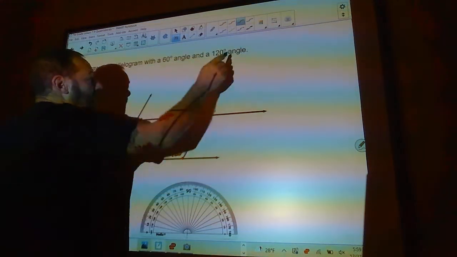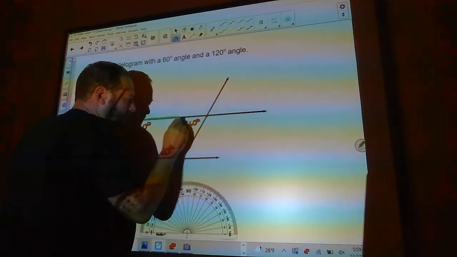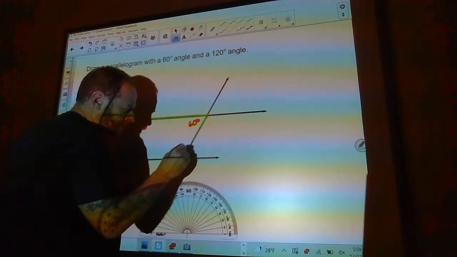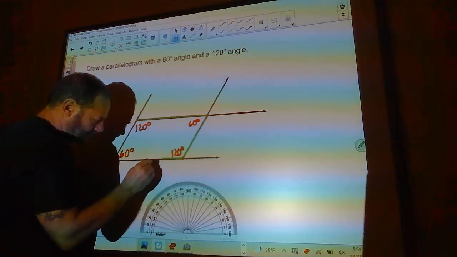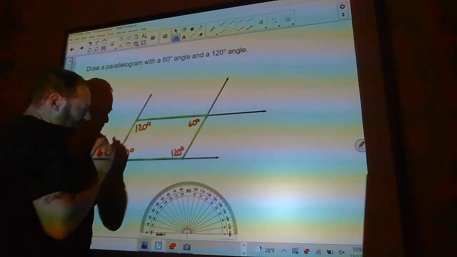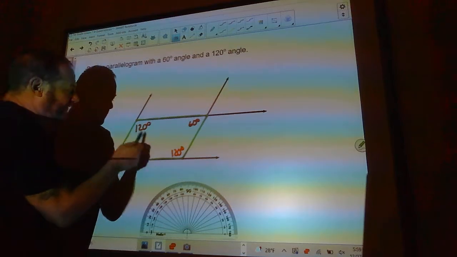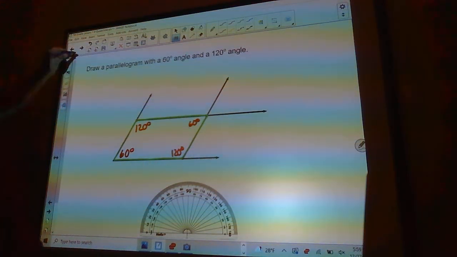And my parallelogram is going to be right here. And I'm done. I have a parallelogram. It's got two 60-degree angles, two 120-degree angles.